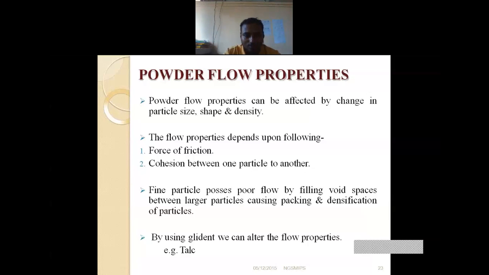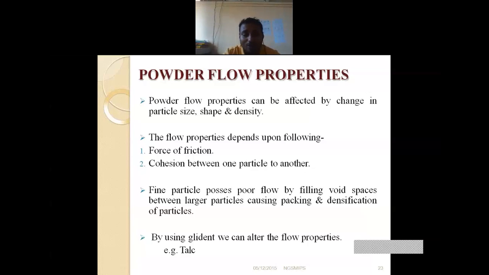So why do we use magnesium stearate and talc in the formulation of tablets? So force of friction is low. Yes, it is used as a lubricating agent.